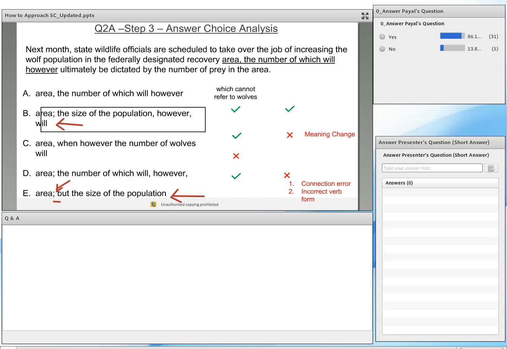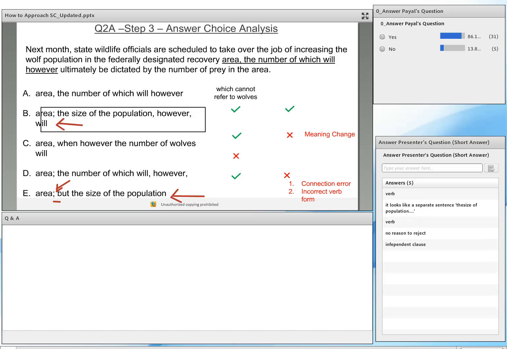Let's say you didn't know about the semicolon rule, you didn't know about the subjunctive rule, you were not able to identify those two grammatical errors. Why will you reject choice B? The size of population, however, will ultimately be dictated, right? Again, there is no real reason for you to reject choice B.